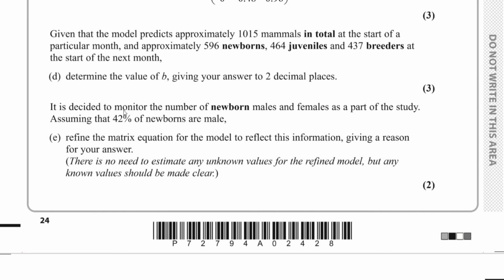It is decided to monitor the number of newborn males and females as part of the study. Assuming that 42% of newborns are male, you have to refine the matrix equation for the model to reflect this information. Giving a reason for your answer, there's no need to estimate any unknown values for the refined model, but any known values should be made clear.